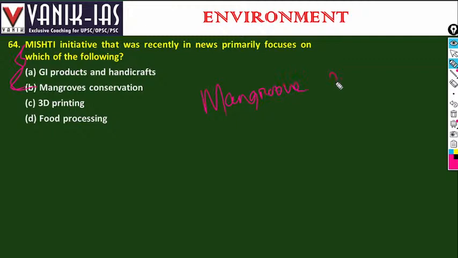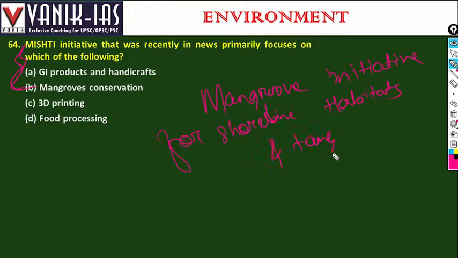for Shoreline Habitats and Tangible Incomes. So this is for mangrove plantation in coastline and salt pan lands. So that is the MIST initiative. So it is regarding mangrove conservation. So B is the answer.